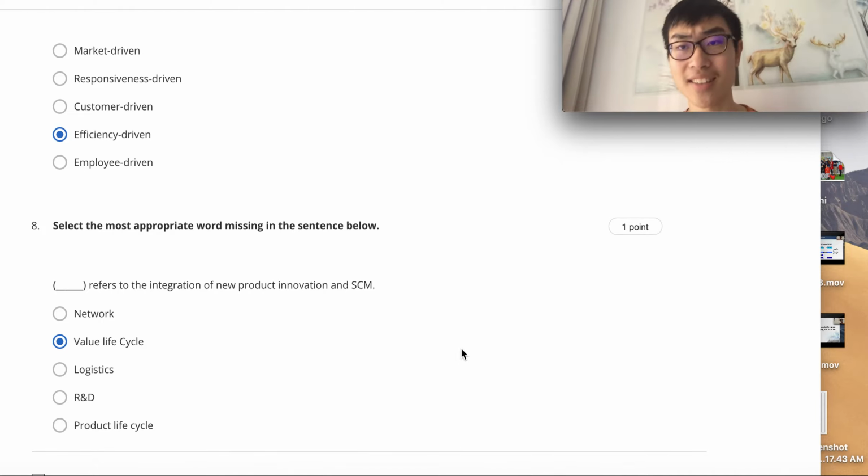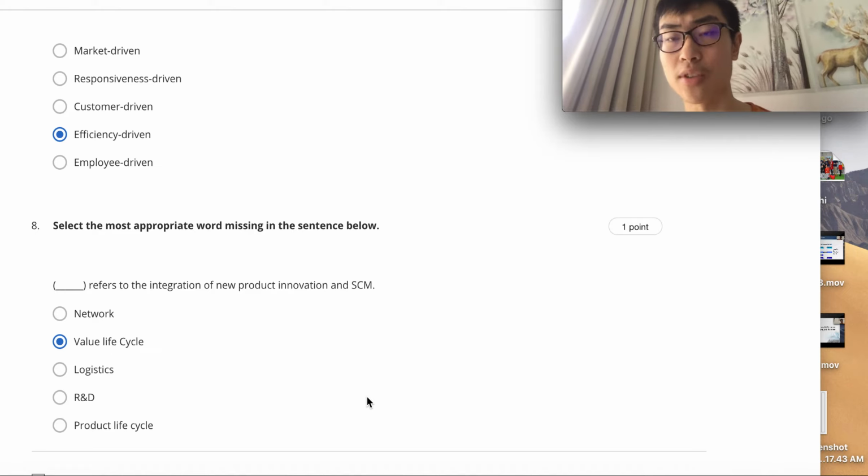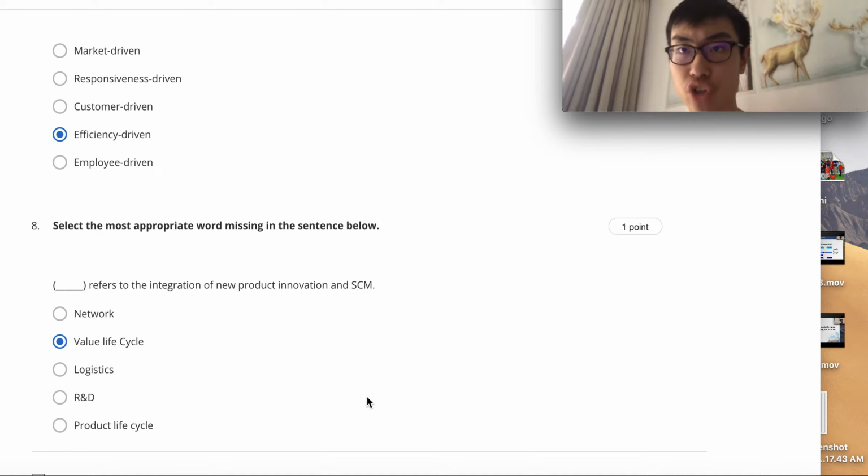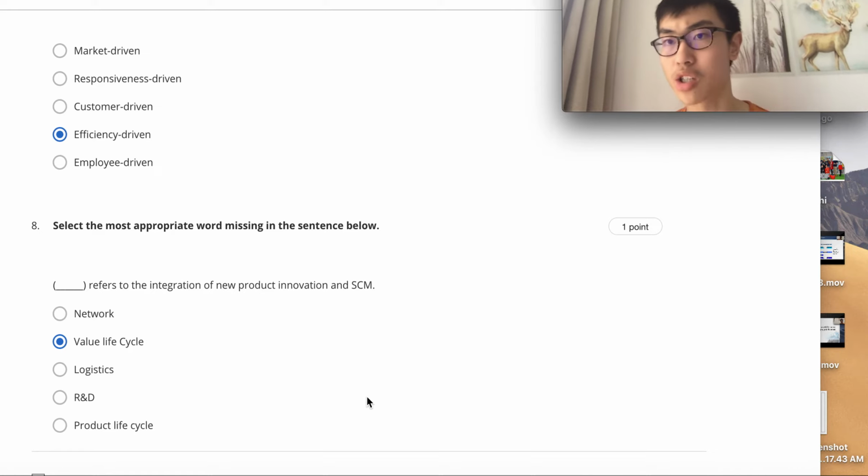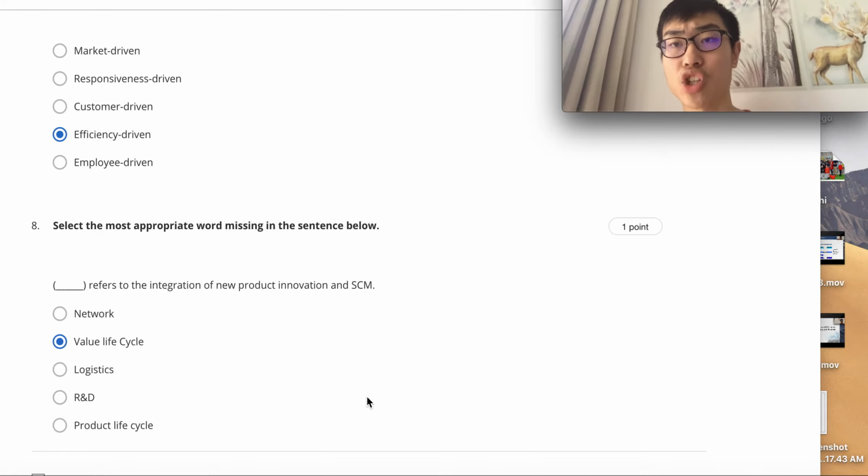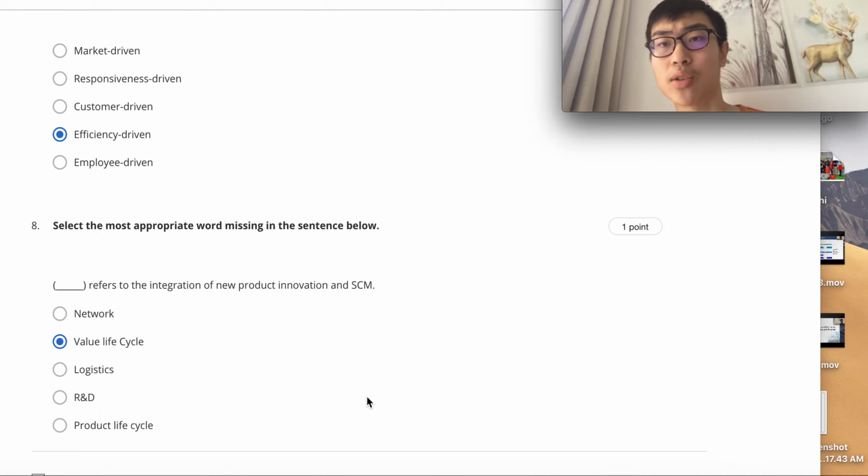In a value life cycle, it's actually a combination of a new product innovation and a system of supply chain management. Because once we combine both of them, we are able to make better decisions when we are in charge of innovation, so we can make a better forecast ahead. Okay, so that's pretty much about that.